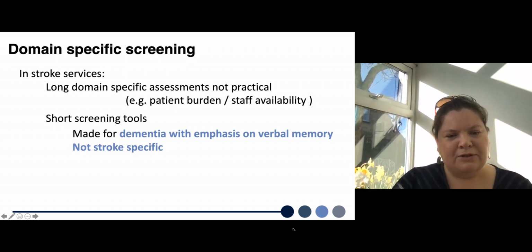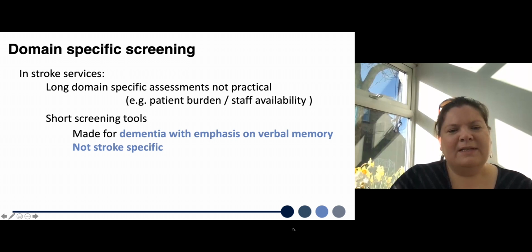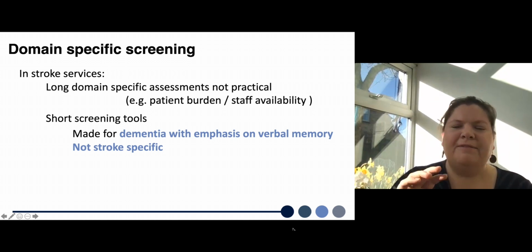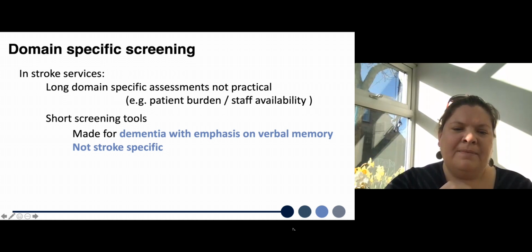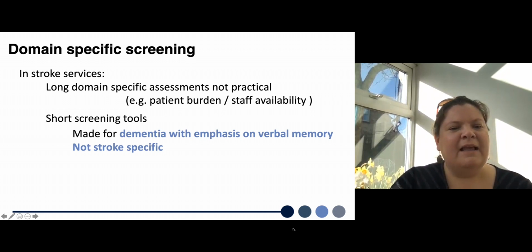On the other hand, we have the short screening tools, which are feasible, which are practical, and which is typically what happens on your average stroke unit. So what these screening tools do is they give you a brief look. They can usually be done in 15 to 20 minutes and give you an assessment of cognition. They were typically made for dementia, and the emphasis on many of these cognitive screening tools is on verbal memory, because that would be the domain that you would be looking for to assess given a potential Alzheimer's dementia, for example. Importantly, none of those tools were made for stroke.